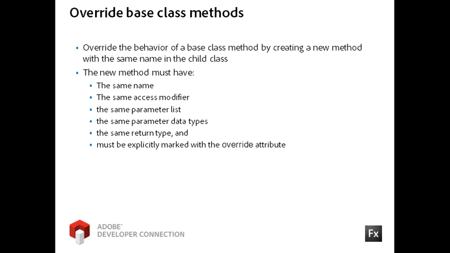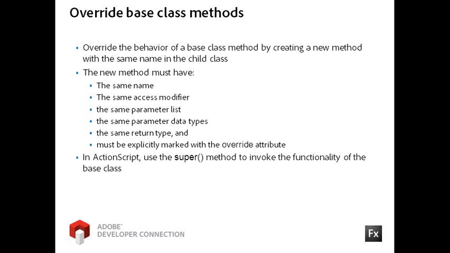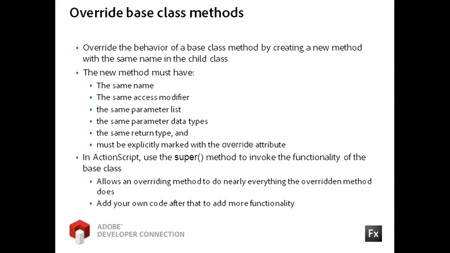and must be explicitly marked with the override attribute. Within the new function, you must also call the super method, which directs this child method to invoke the functionality of the super class for use in this method. Note that the overriding method can do nearly everything the overridden method can do, plus you can add your own code to do more. You will learn more about these requirements in later videos. For now, focus on the concept that a child class can both inherit a method from a parent class and modify it for its specific needs.